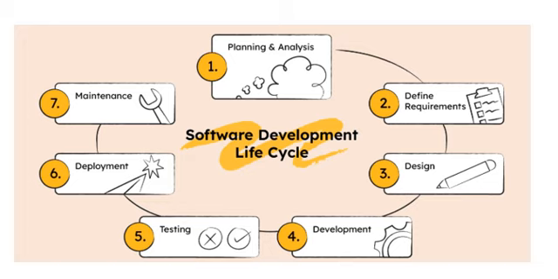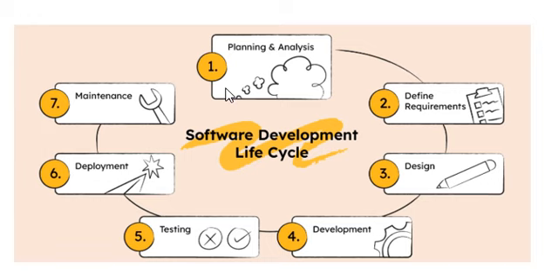Quality and efficiency. SDLC aims to produce high quality software, minimize risks, optimize resources, and reduce development time and cost. Then the last but not the least is stakeholder satisfaction.